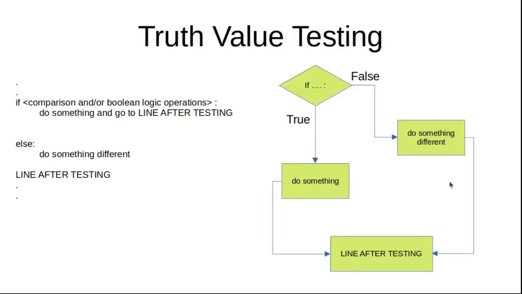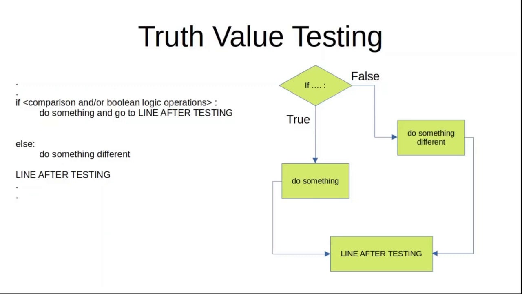Now I want to introduce control structure. The if statement is used for conditional execution. It evaluates the expression, and if it is true, the true branch of the code is executed. On the other hand, if the result is false, the false branch will be executed.